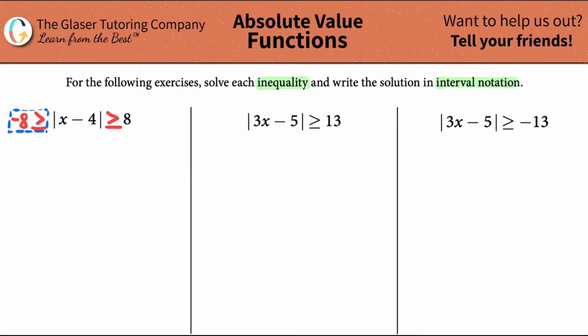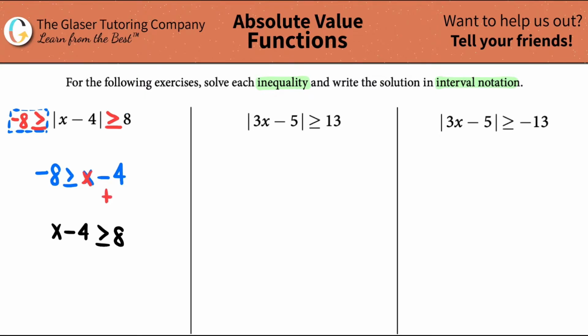Once you separate into your two equations, you don't have to write the absolute value anymore, just like we did when it was an equal sign. So technically, I can say negative 8 is greater than or equal to x minus 4. I don't need to put these in there anymore. Then I'll do the same for the other one: x minus 4 has to be greater than or equal to 8. Now we have our two equations in which we're going to solve for x.